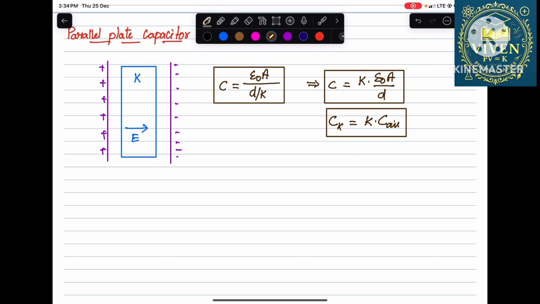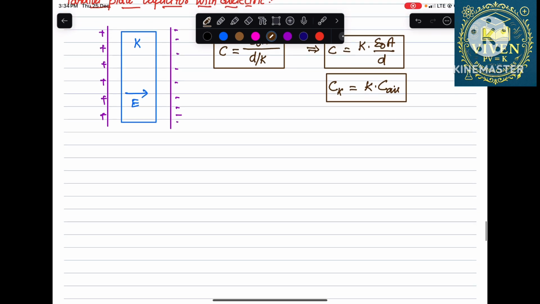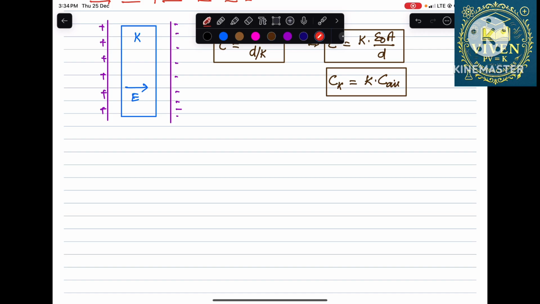And now, what if there are multiple dielectrics? What if there are multiple dielectrics placed for us? So let us try to understand that also. There are some multiple dielectrics placed between these parallel plates.